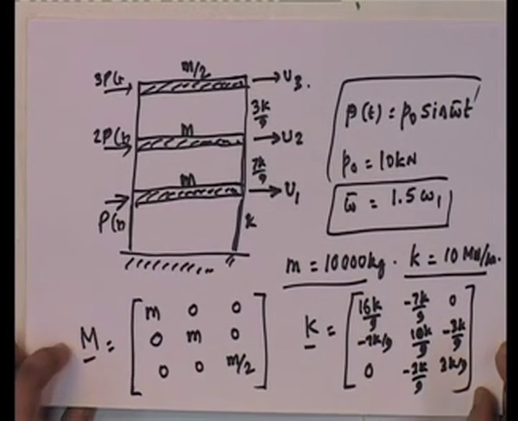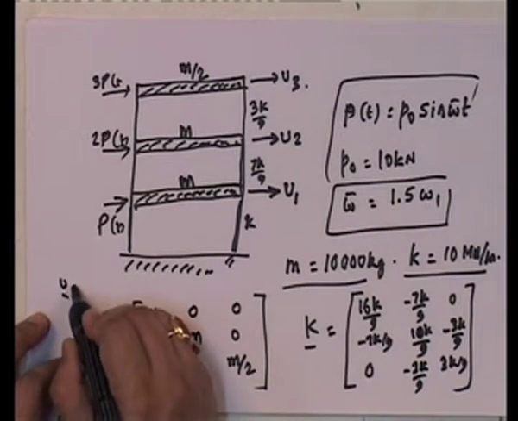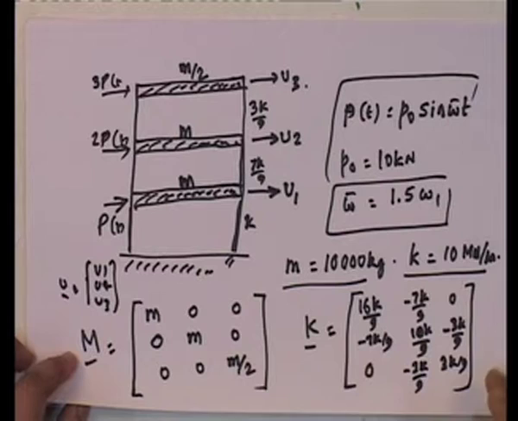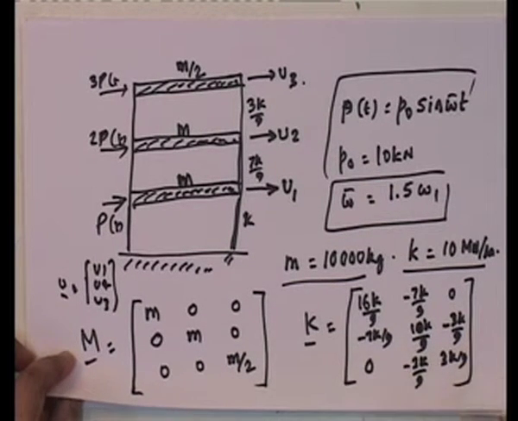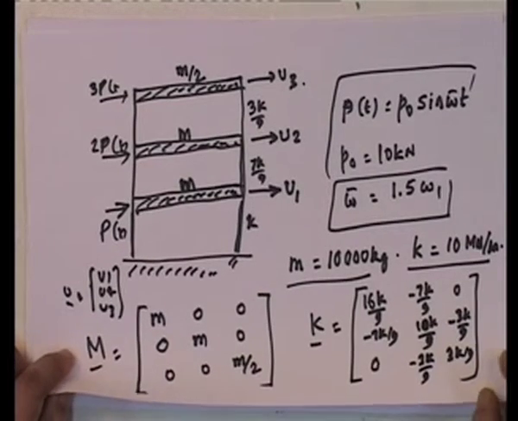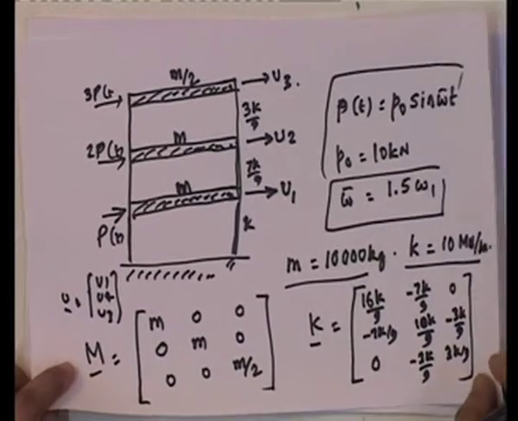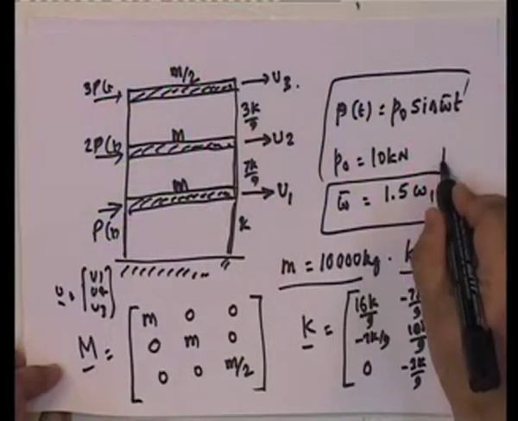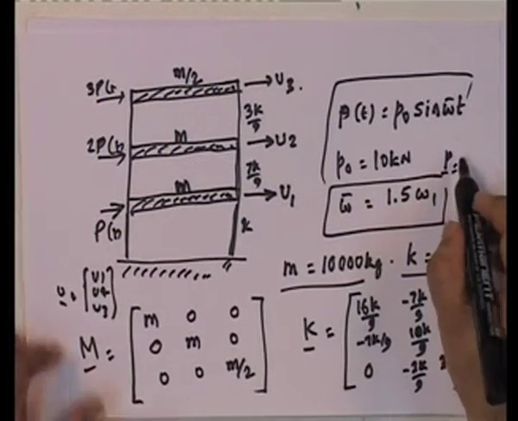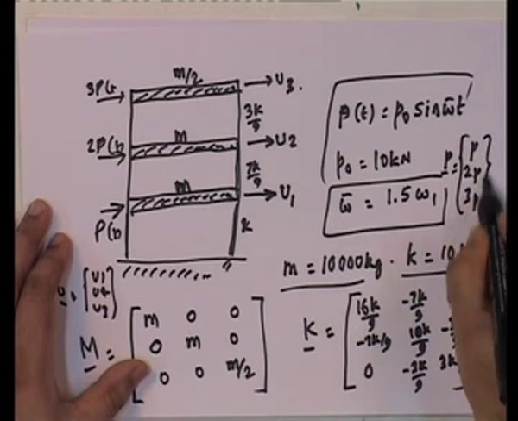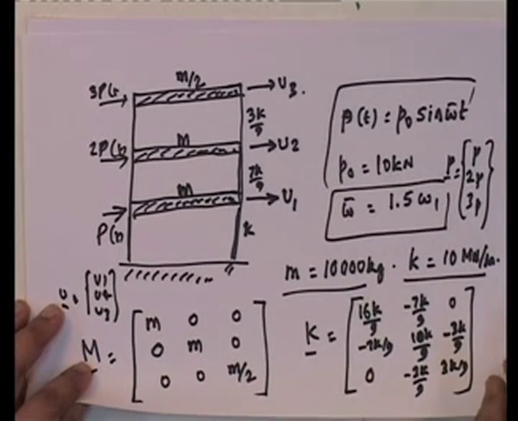Your displacement vector is V1, V2, V3, the lateral displacements at each story of the frame. Now remember that we never find out C over here. We found out M, K, and the P vector. The P vector is the following: P, 2P, 3P, where P is given as 10 kilonewtons.